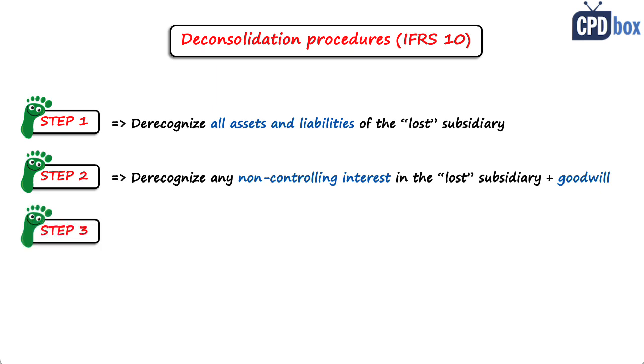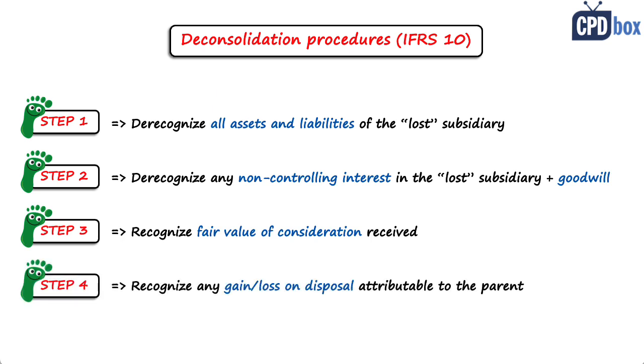Step number 3, recognize fair value of consideration received from the transaction, whatever parent received from the new owners of a subsidiary in return. And step number 4, recognize any resulting gain or loss in profit or loss on disposal attributable to the parent, similarly as you sell some asset at loss or at profit. If the parent lost control and retained some share, meaning the subsidiary turned to an associate, just as an example, then we need to complete some more steps, but let's focus on this basic example.